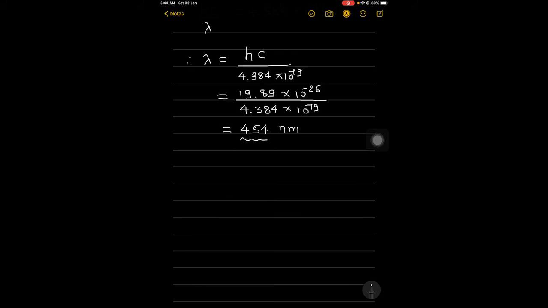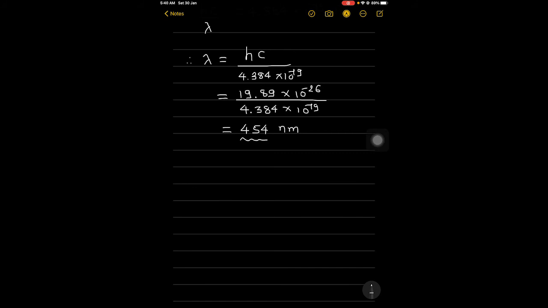19.89 divided by 4.384 actually gives us the value 4.5369, and that is near 454, so it will be in terms of nanometer as it is considered. So this is the value of the required wavelength.